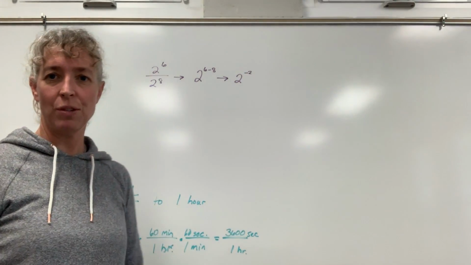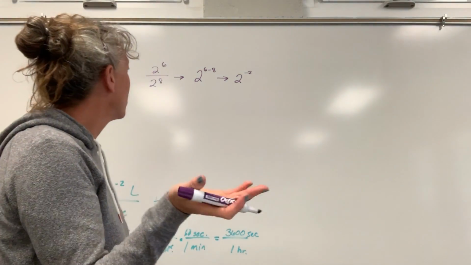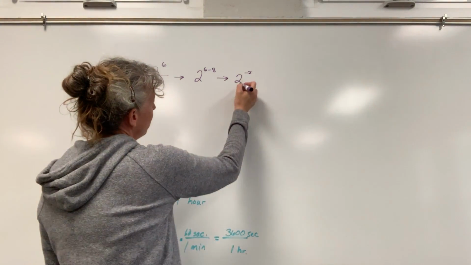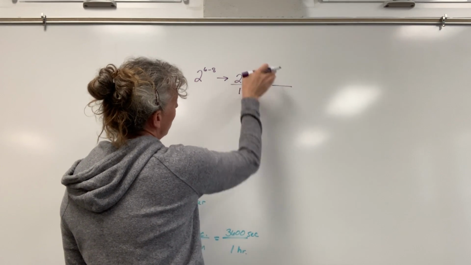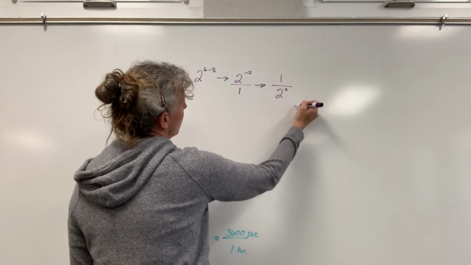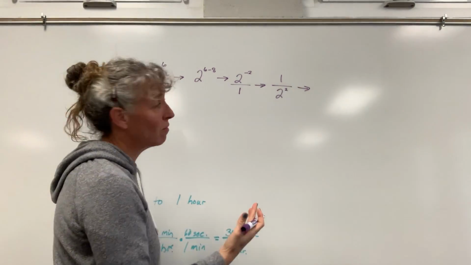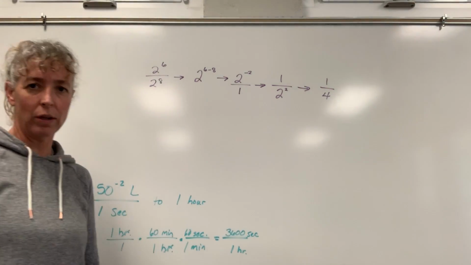Uh-oh. Do we like to have a negative exponent? Well, you might like it, but we're not supposed to. So what do I do when I have a negative exponent? I put it over 1, I move it, if it's up, I move it down, and it becomes positive. Empty space gets filled with a 1, and then I go ahead and solve my problem. 1 over 2 squared is 1 over 4, and I'm done.